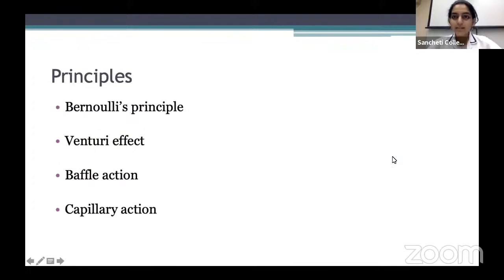Okay, let's come to the principles on which a nebulizer works. There are four basic principles, out of which the first two are the most important ones. You have Bernoulli's principle, which then gives rise to the Venturi effect. You have baffle action and capillary action. So let's go through what each of these means.